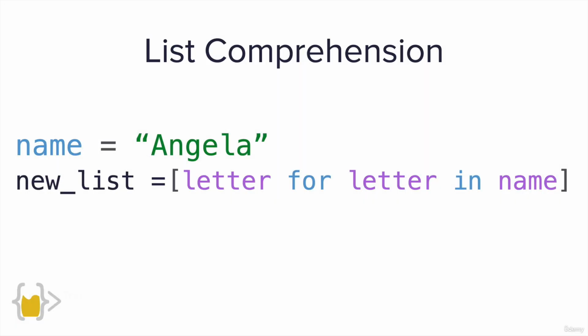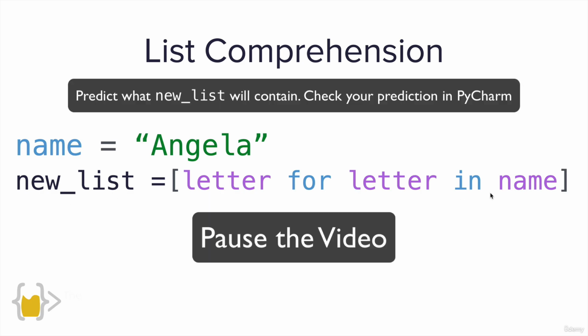Now, it's important to remember that when we say list comprehension, it doesn't strictly mean that you can only work with lists. You can work with other sequences like strings, for example. So here I've got a variable called name, which is just a string. It's the word Angela. And I'm creating a new list by using a list comprehension that has this kind of code. Now I want you to pause for a second and think about what would be in this new list. What would it look like? And then I want you to try it out inside PyCharm. So pause the video now.